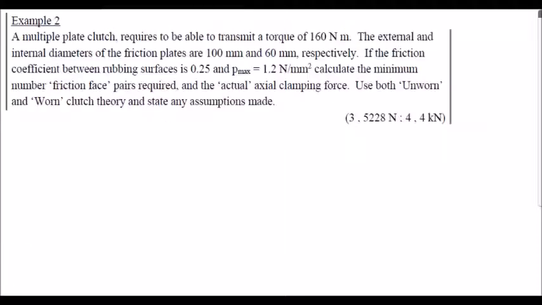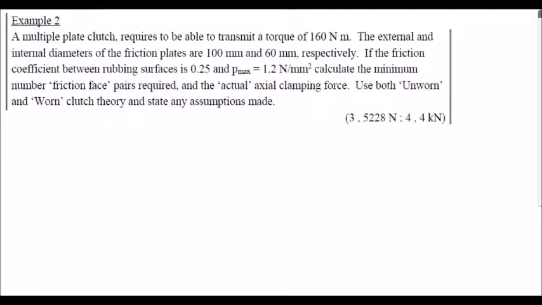So example 2 then. A multi-plate clutch is required to transmit a torque of 160 Newton meters. So we've got the torque this time, so we've got the T, so they're looking for something else. The external and internal diameters of the friction plates are given as 100 millimeters and 60 millimeters, respectively. If the friction coefficient between the rubbing surfaces is 0.25 and the maximum pressure is 1.2 newtons per millimeter squared, we've got to calculate the minimum number of friction face pairs here.